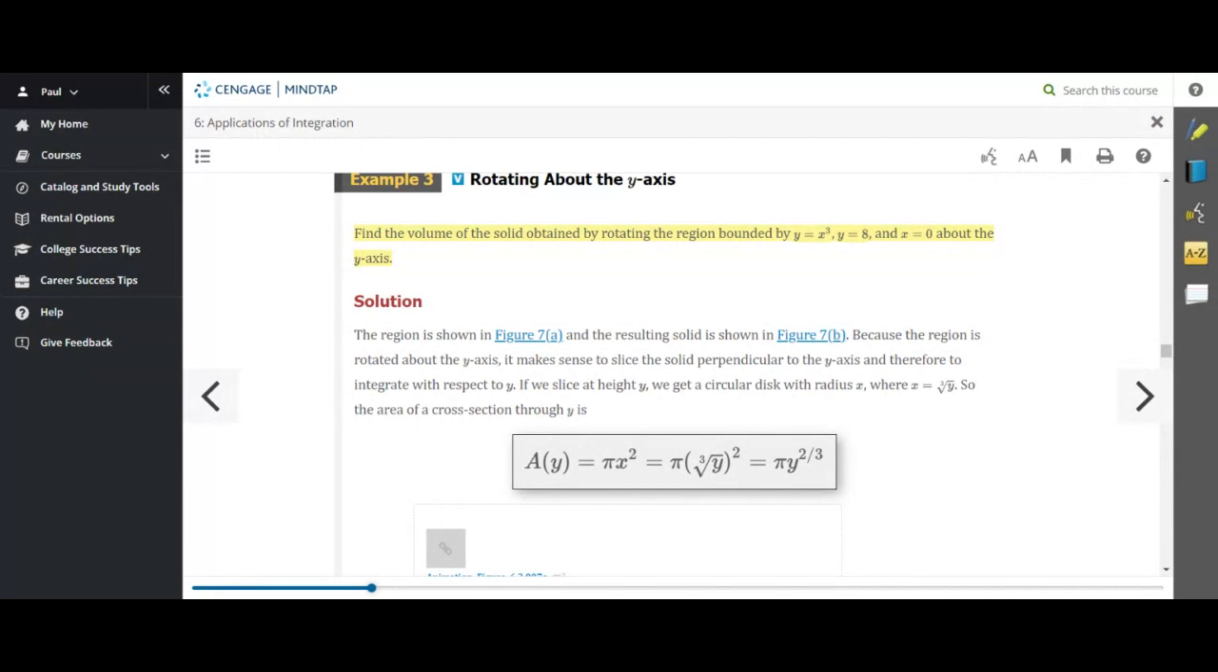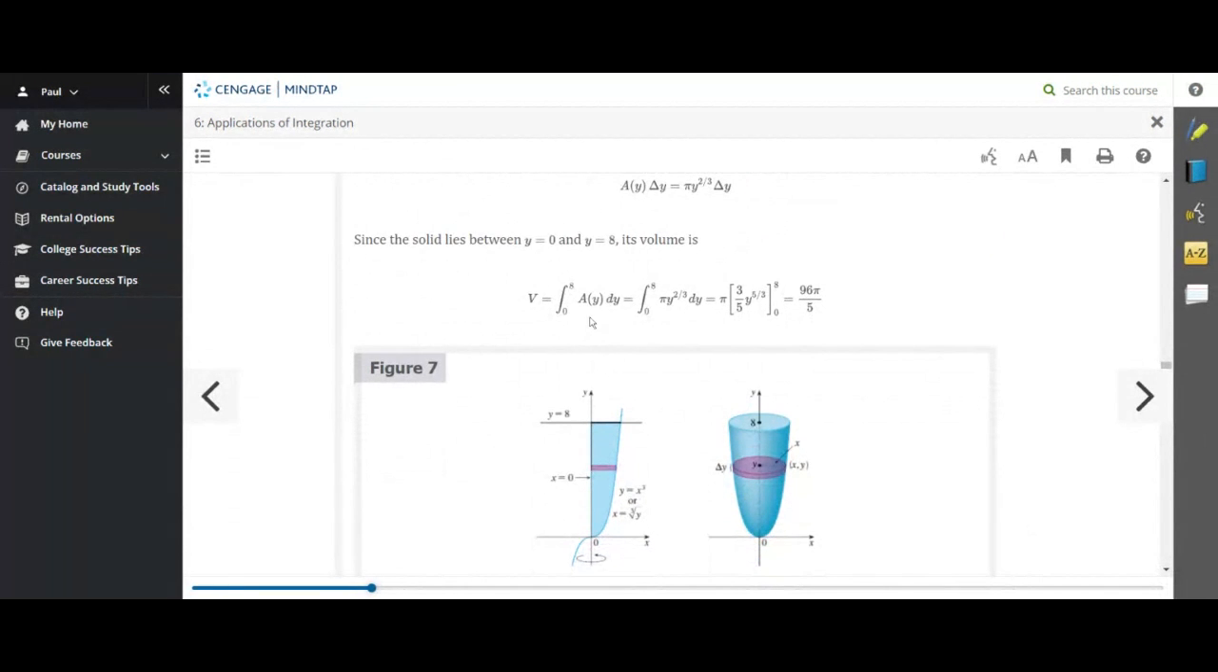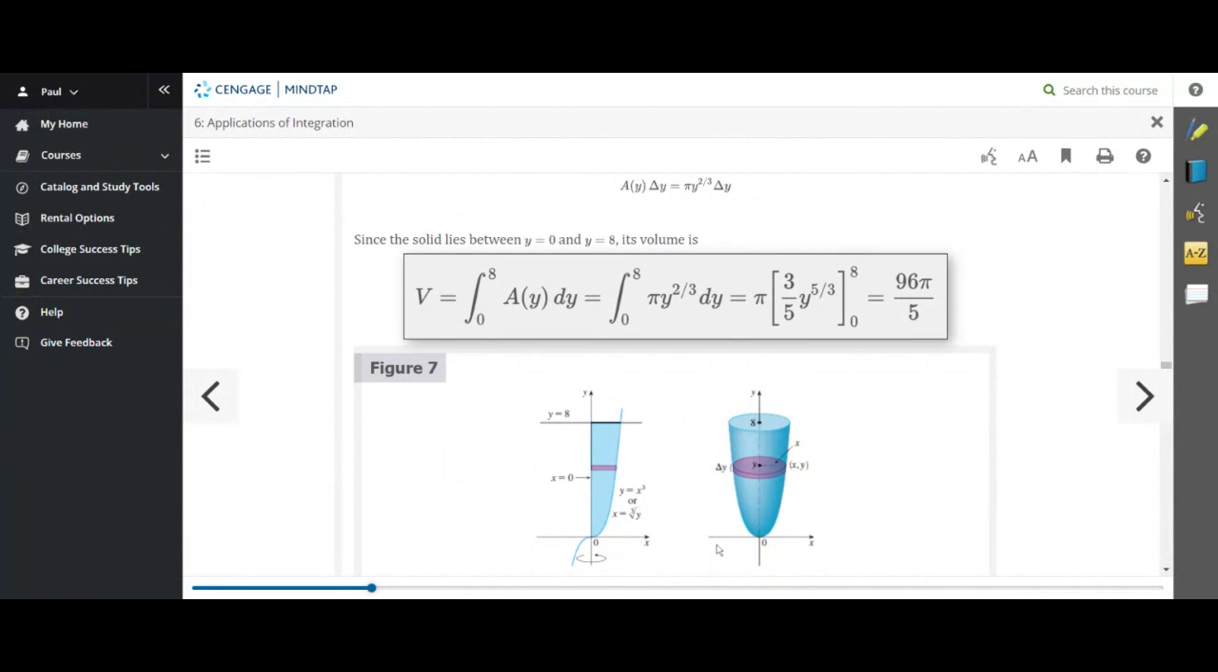So the radius is just the cube root of y. That's the horizontal radius. And if you square that, you'll get pi times y to the 2/3 power, because the cube root of y is y to the 1/3. And if you square that, you multiply the exponents, that gets you y to the 2/3 power. And so for this problem, the cross-sectional area is just pi times y to the 2/3 power. And then that allows you to get the volume for this situation.